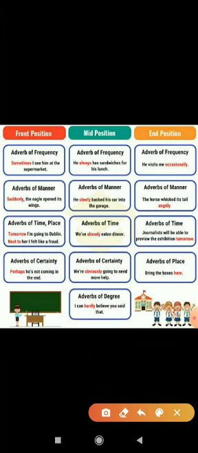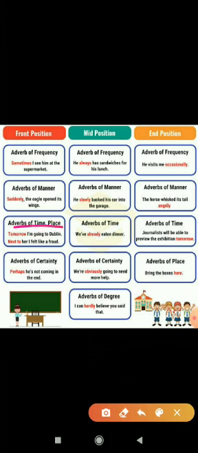Next example is with an adverb of manner. Suddenly is an adverb of manner. Suddenly the eagle opened its wings. In this sentence as well, the adverb comes at the beginning. Suddenly. It tells us in which manner the eagle opened its wings.